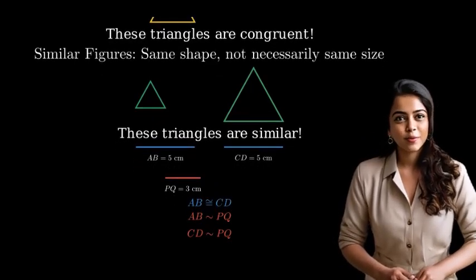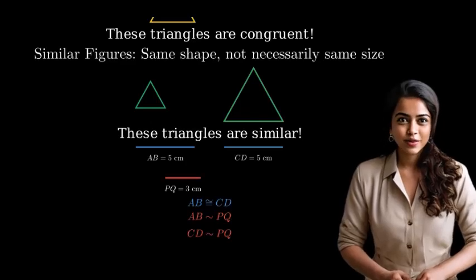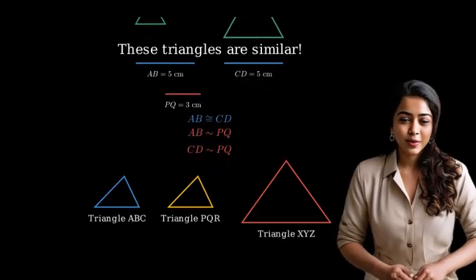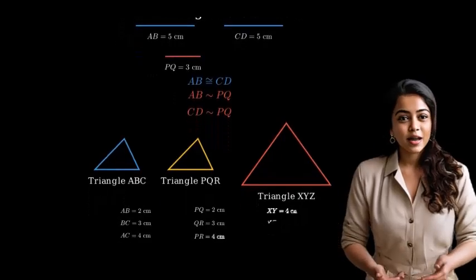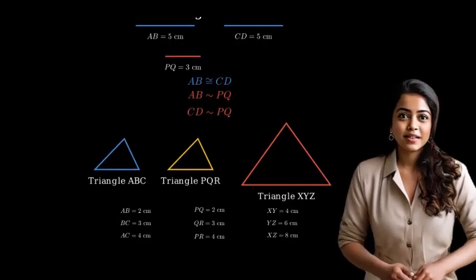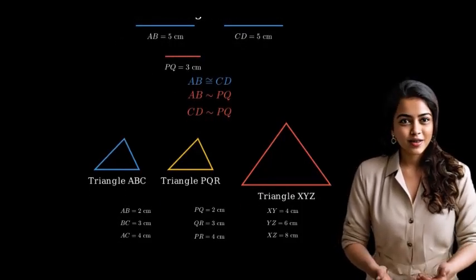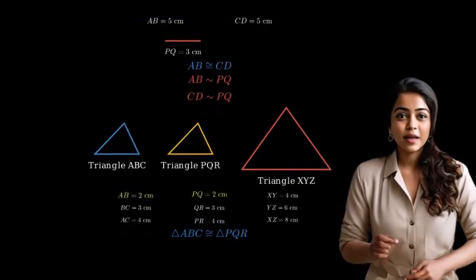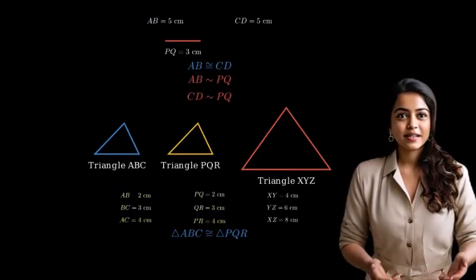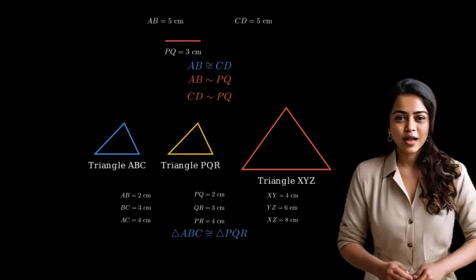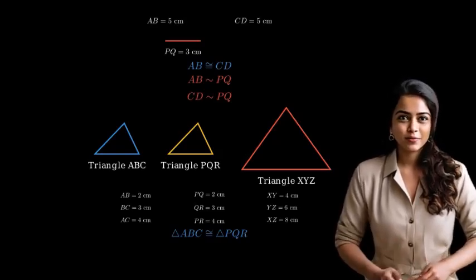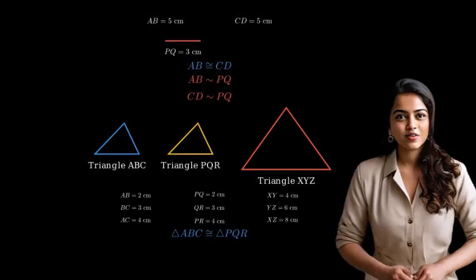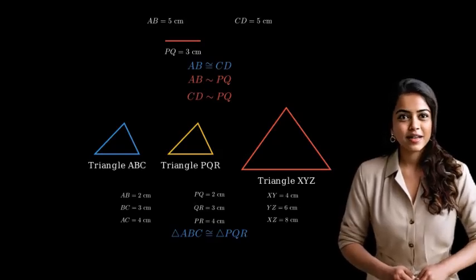Let's look at another example with triangles. Here are three triangles, ABC, PQR, and XYZ. Look at the measurements of their sides. First, let's determine which triangles are congruent. Since triangles ABC and PQR have all corresponding sides equal, they are congruent by the side-side-side criteria. AB equals PQ at 2 centimeters, BC equals QR at 3 centimeters, and AC equals PR at 4 centimeters.